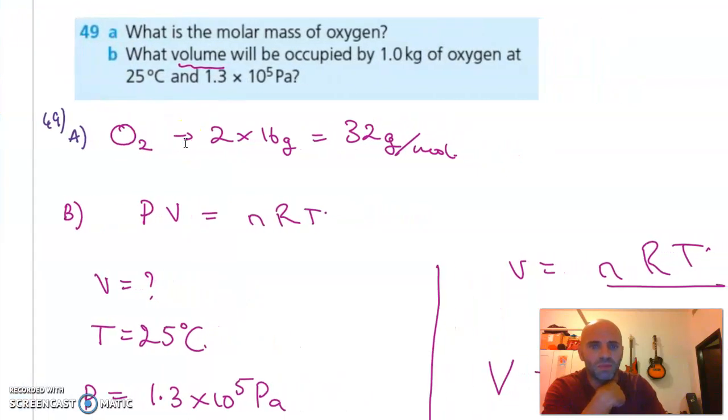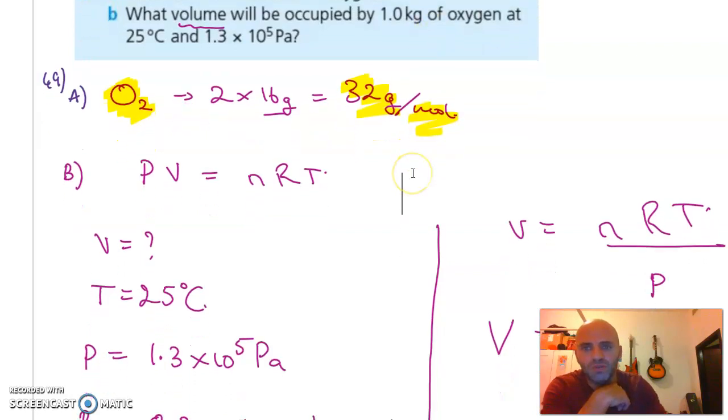A, what is the molar mass of oxygen? Well, we did a lot of that in class, figuring out the molar mass. Oxygen, of course, is diatomic, so it's two oxygen atoms bound together. Each one has a mass of 16 grams. So twice 16 is 32 grams per mole. Okay.